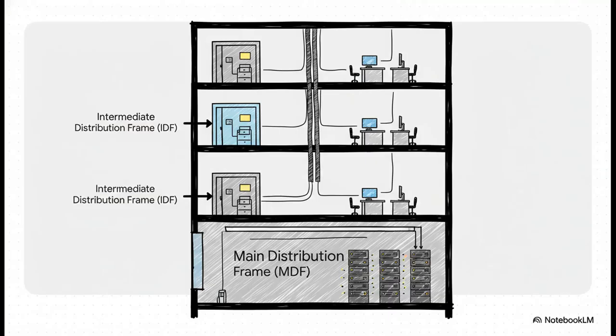So, in any big building, the network has to have a central nerve center, right? That's what we call the main distribution frame, or MDF. You can think of it as the main post office for the whole operation. From there, all the connections run out to these smaller hubs, the intermediate distribution frames, or IDFs, which are kind of like the local mail rooms for each department or floor.